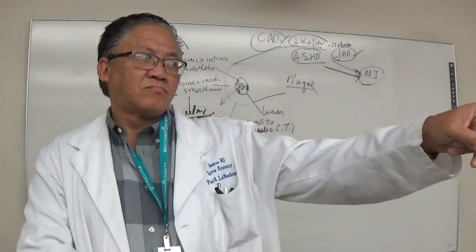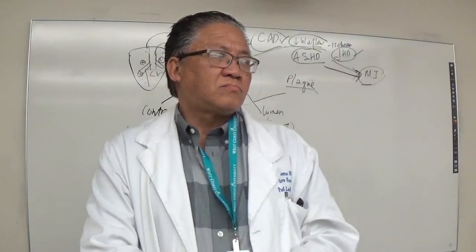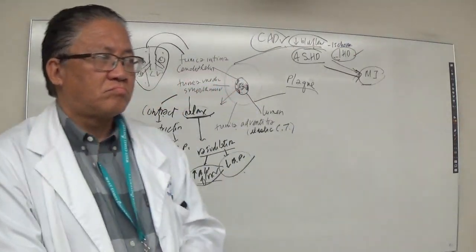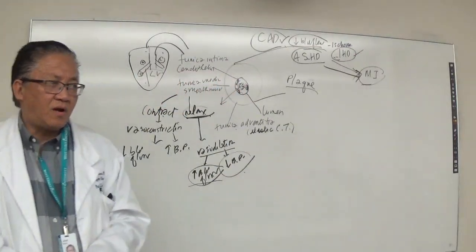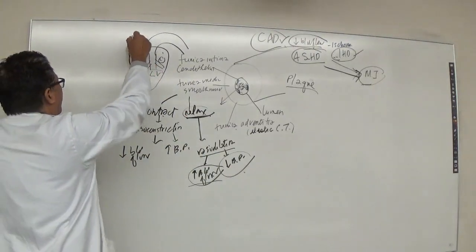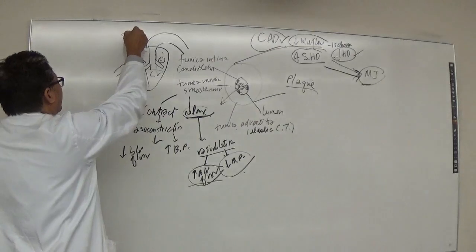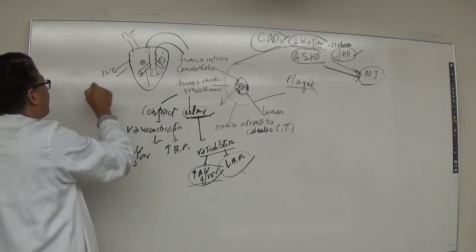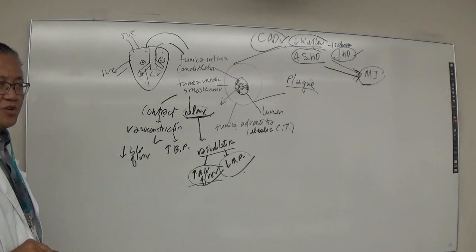Yes? Superior vena cava of the heart. In what way? You have to trace. You are almost there, yes? So this is the heart. The superior vena cava is obviously above. Superior means above, inferior vena cava means below. It enters the right atrium, right?